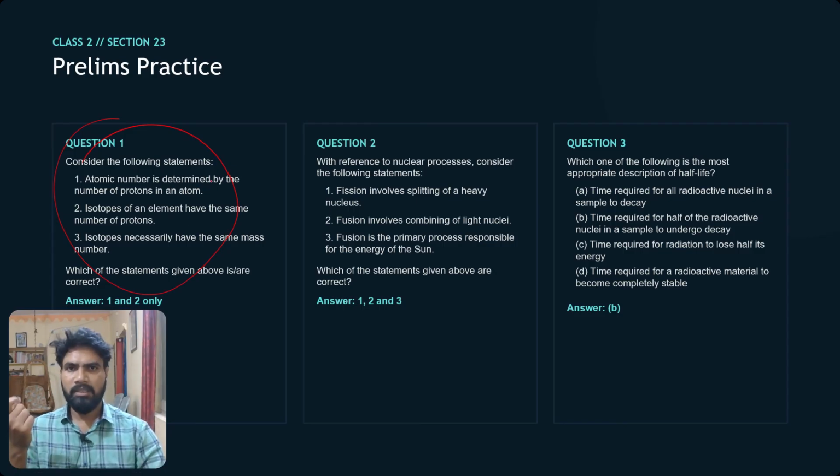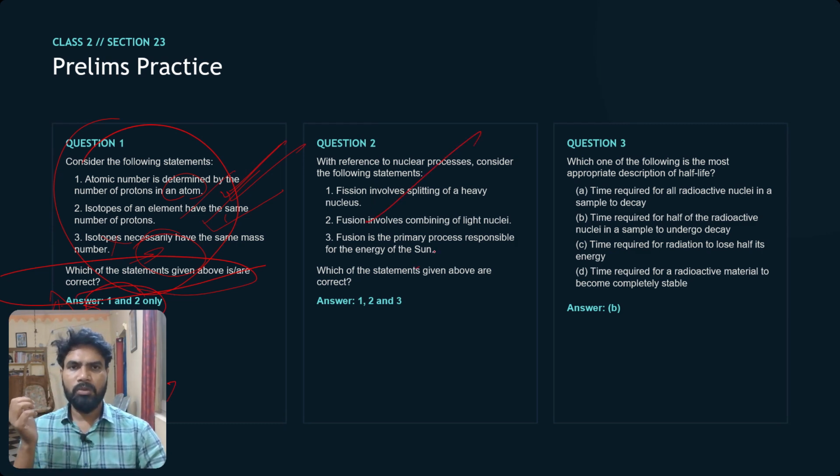Consider the following statements. First statement: atomic number is determined by the number of protons in an atom. Obviously, the statement is correct. Second statement: isotopes of an element have the same number of protons. This is also a correct statement. Third statement: isotopes necessarily have the same mass number. This is an incorrect statement. Which of the above statements is or are correct? I forgot to give the options, but okay: only statement 1 is correct, only statement 2 is correct, statements 1 and 2 are correct, all the above statements are correct, like that. So what is the answer? The answer is that statements 1 and 2 only are correct.